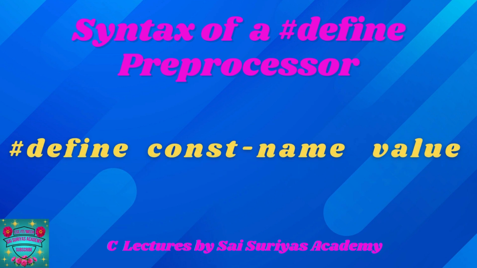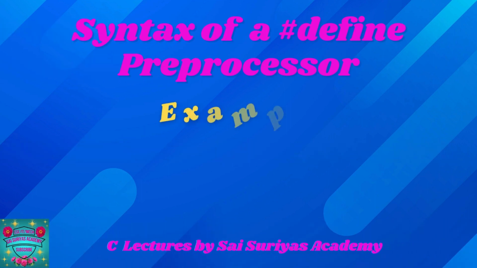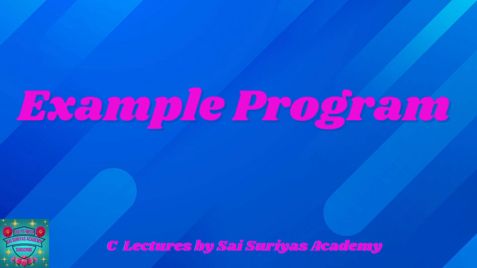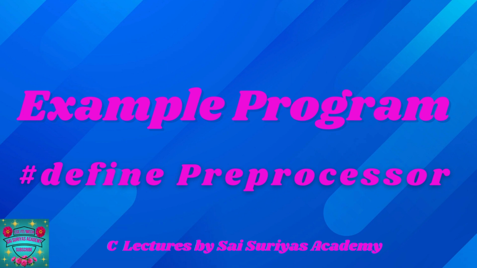Now the syntax of the hash define preprocessor is hash define, constant name, and then value. Here we have to note that when we are using hash define, it will not end with a semicolon. That is, a semicolon is not needed here. We had already discussed the hash define preprocessor in the structure of the C program. You can refer to it. An example is hash define PI 3.14. That is, the PI value is represented using 3.14.